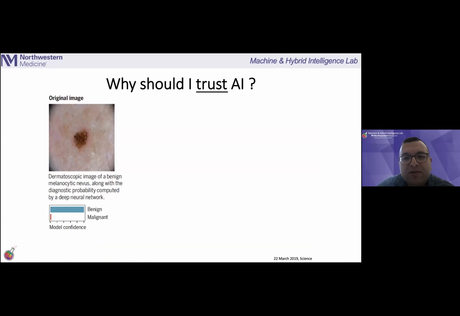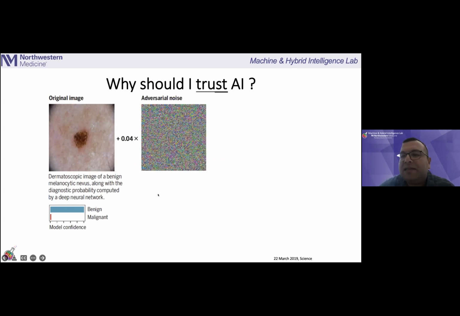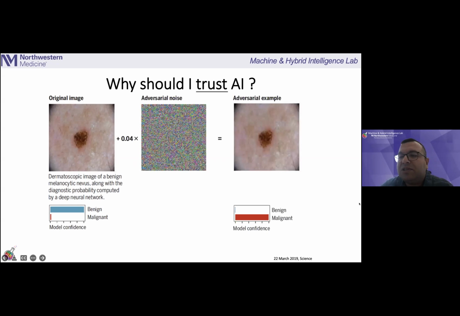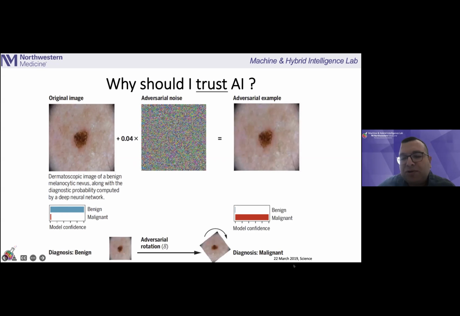Ben Locker and also Ender Konukoglu mentioned why we should really have robust algorithms. Right? Many of these deep learning algorithms are fragile. So in this example from 2019 Science, there is a dermatoscopic image of a benign cyst. You add a little adversarial noise and the decision of the machine learning algorithm changes to malignant. Similarly for rotation, the decision of the machine learning algorithm changes.